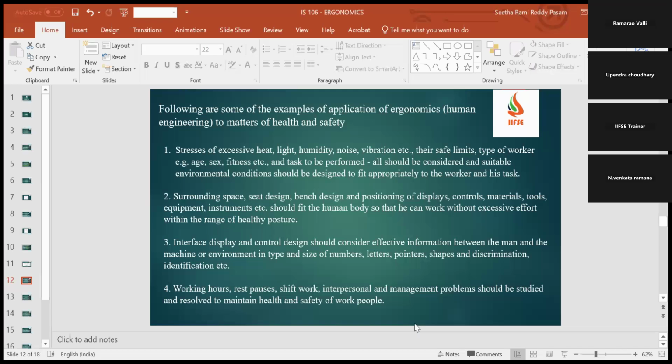Interface, display and control design should be considered for effective information exchange between man and machine, or environment, in terms of size, numbers, letters and pointers, and discrimination and identification. Wherever there is man-machine information exchange, take the example again of CNC machine operators, where they do programming in the machines, the sizes, shapes, letters and pointers should be well designed. Then working hours, rest pauses, shift work, interpersonal aspects, etc. I think we have covered this already.